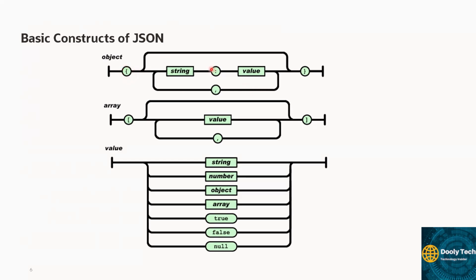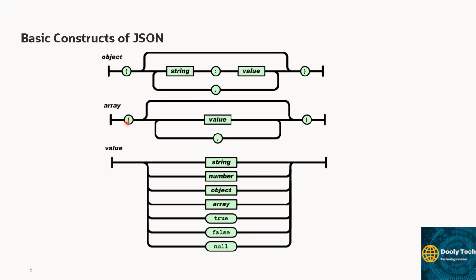Okay, so the first diagram here, we see the object construct. We see that we have a name value pair here. We see the curly brace. The name is separated by a colon from the value. And we also see that if there are any additional name value pairs within an object, they're separated by commas. And typically JSON strings are written in double quotes and numbers are not. That's for the value.